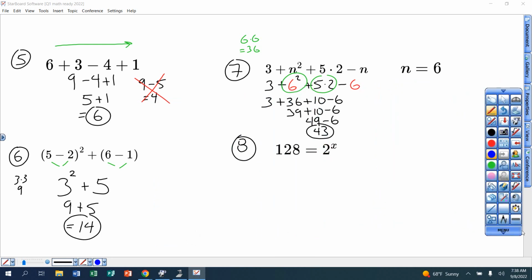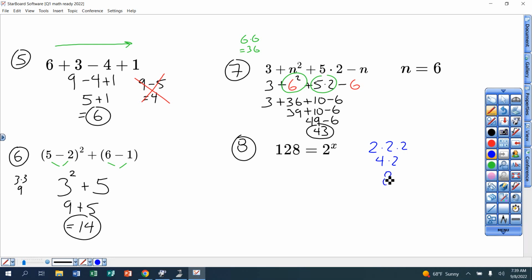So here's a couple 2's. If I multiply 2 times 2, that gives me 4. So I could see not quite 128. I need to keep multiplying. So if I multiply that by one more 2, that means I'm now multiplying by 3 of those 2's. It gives me 8.